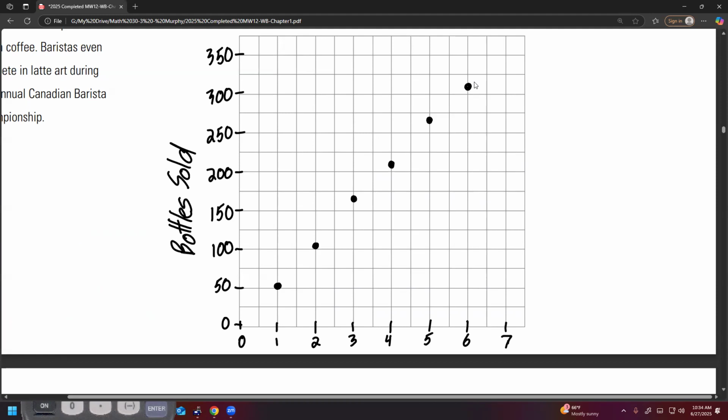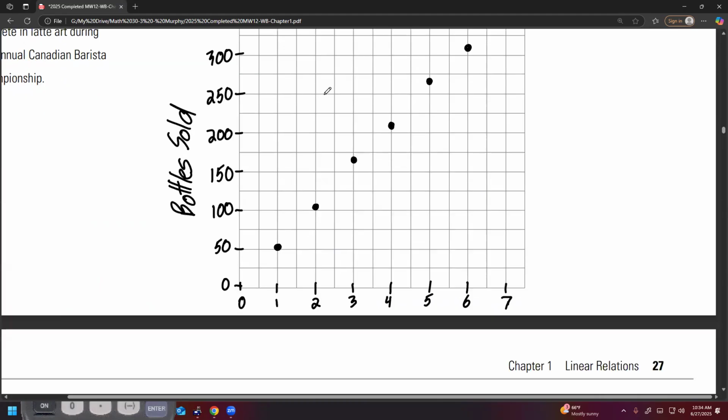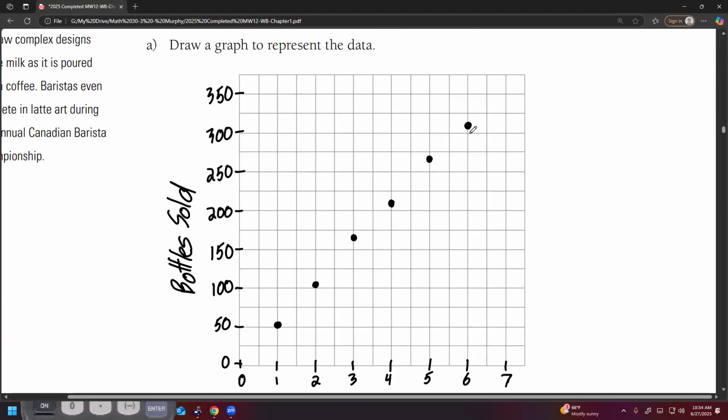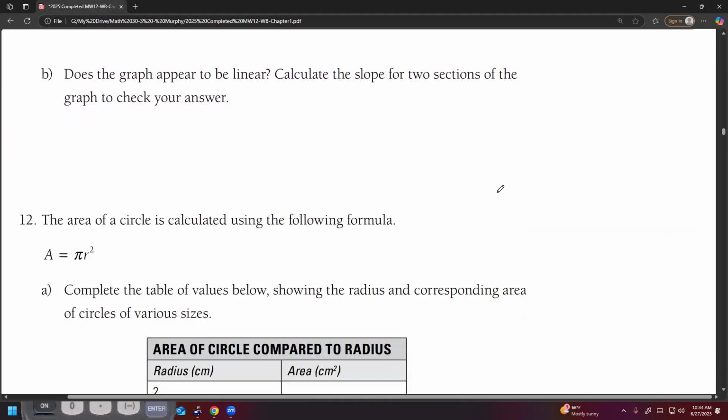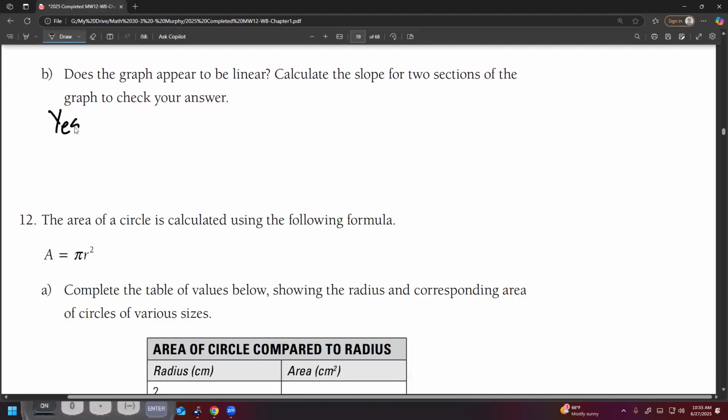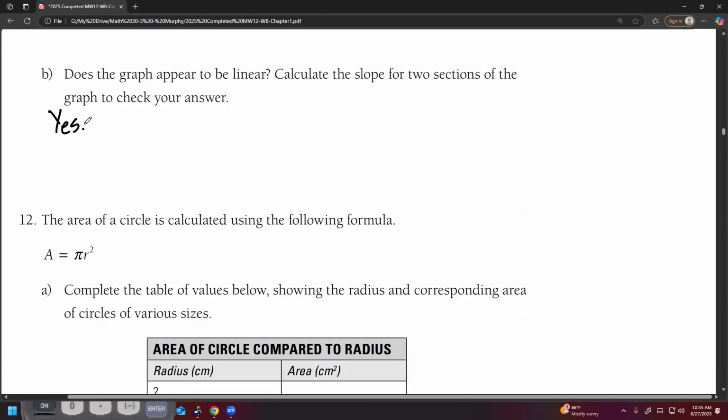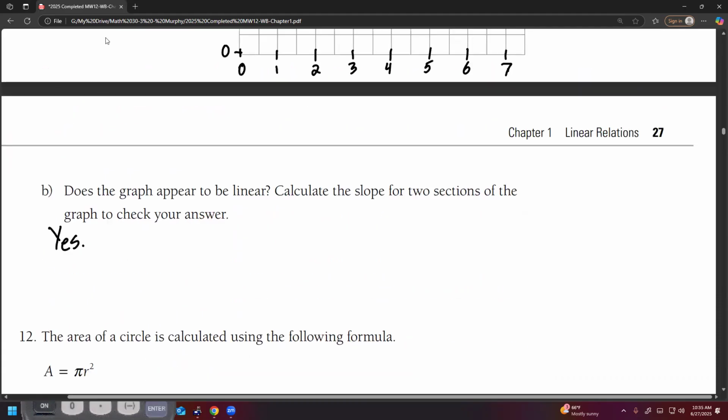So it says B. So we're going to check if this is linear or not. At first, it sure looks linear to me, but we're going to have to check it. So does the graph appear to be linear? Yes. Calculate the slope for 2 sections of the graph to check your answers.